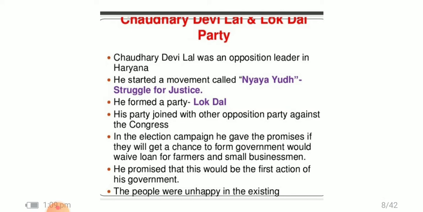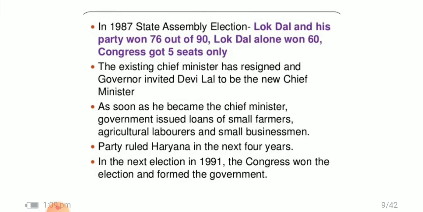So when elections were held, they voted overwhelmingly in favor of Lok Dal and its allies. Lok Dal and its partners won 76 out of 90 seats, and Lok Dal alone won 60. Congress got only 5 seats. So Lok Dal won the state assembly election.